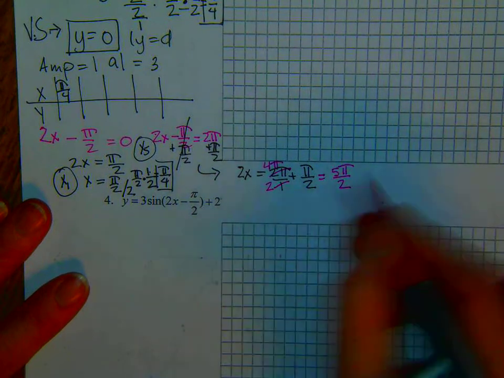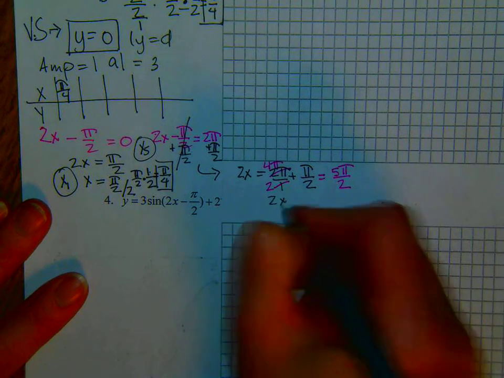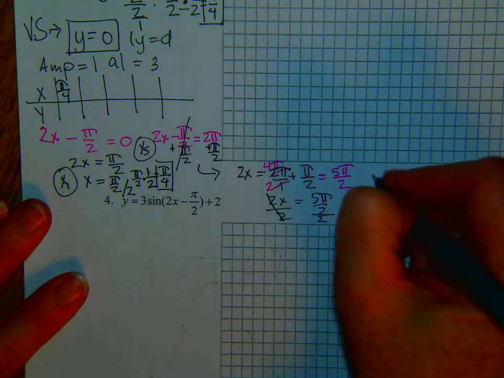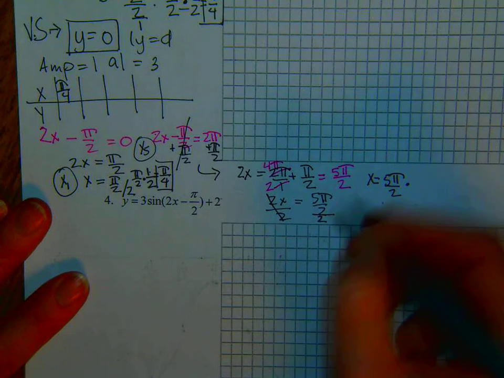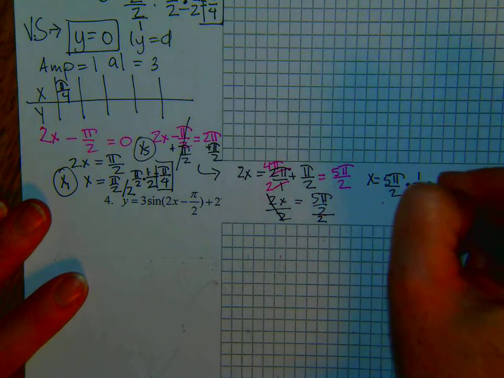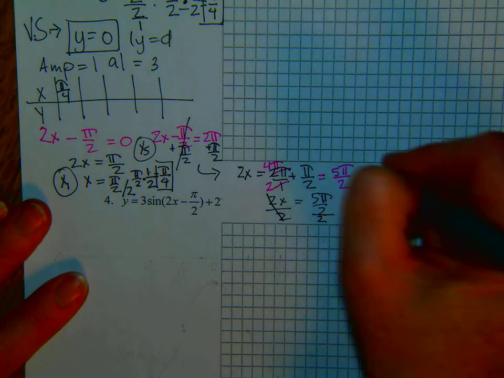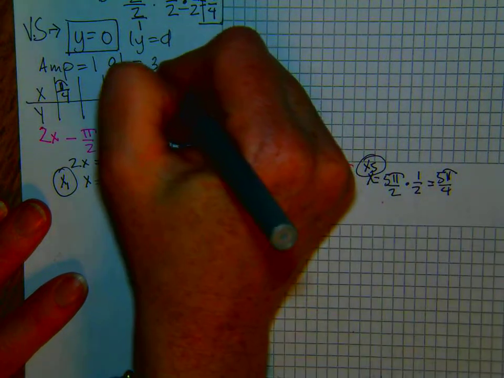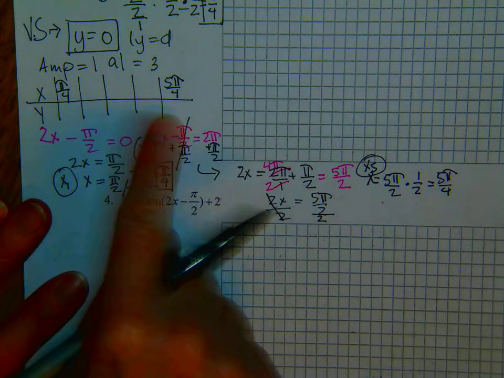So now I have 2x is 5 pi over 2. Therefore, if I have 2x equals 5 pi over 2, I divide both sides by 2. The 2's cross out, and x equals 5 pi over 2 times the reciprocal of 2, which is 1 over 2, which equals 5 pi over 4. This is x sub 5. So x sub 5 is 5 pi over 4. Now I have to figure out what's in the middle of my table.